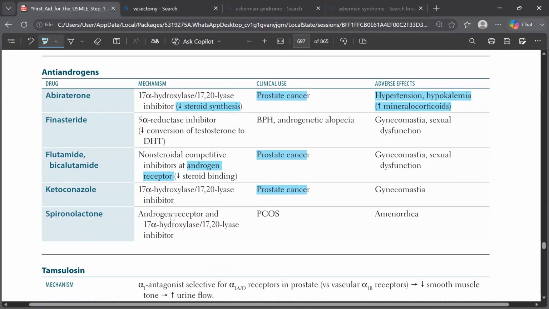Spironolactone was an androgen receptor and 17-alpha hydroxylase or 17,20-lyase inhibitor. So it has a dual function. It not only inhibits the androgen receptors like flutamide and bicalutamide, but also the enzymes like ketoconazole and abiraterone. And it is used for the treatment of PCOS, because in PCOS there's going to be an increase in androgens, so it is going to inhibit them, and its adverse effect is that it can cause amenorrhea.